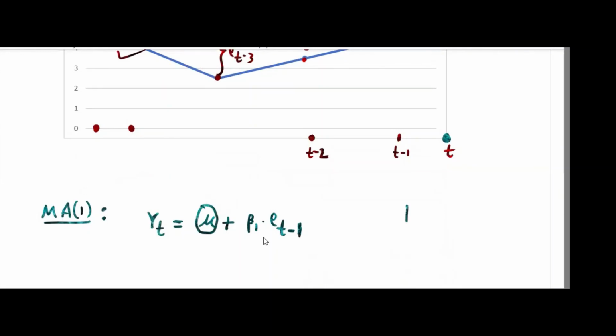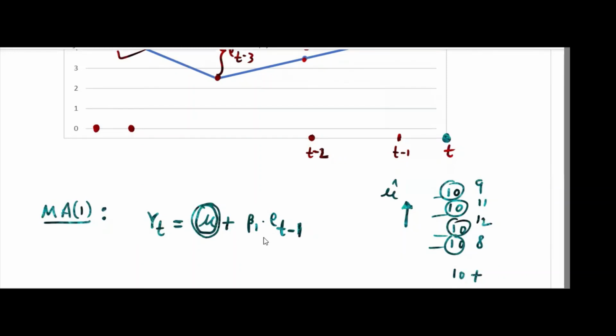Suppose my selling figures are around 10 each day. So tomorrow also when I predict, the average is 10 each day. Each day could be 9, 11, 12, 8, whatever. Suppose the average is 10, that is mu cap. So this one anyway I have to take, plus a part of the recent error. In MA1 I will consider only one error.